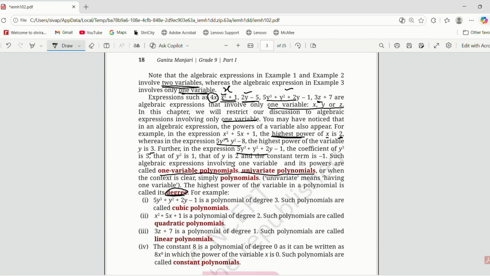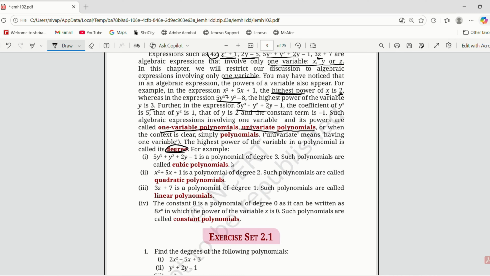Based on the degree they define different polynomials. In this polynomial the highest power is 3, so the degree is 3. Such polynomials are called cubic polynomials. Similarly, in this polynomial the highest power is 2, so the degree is 2. Such polynomials are called quadratic polynomials. So degree 2 means quadratic, degree 3 means cubic. Here it's 3z plus 7, where the highest degree is 1, or the highest power is 1. Such polynomials are called linear polynomials.